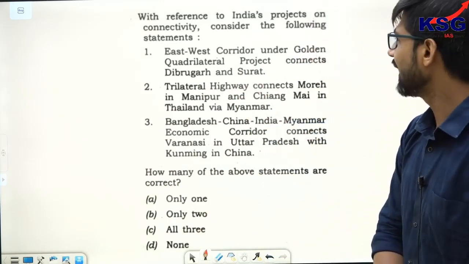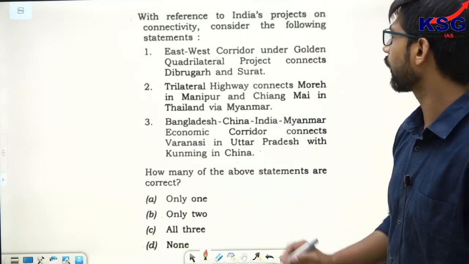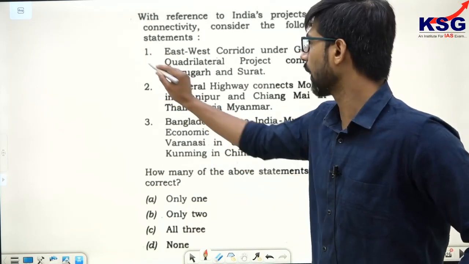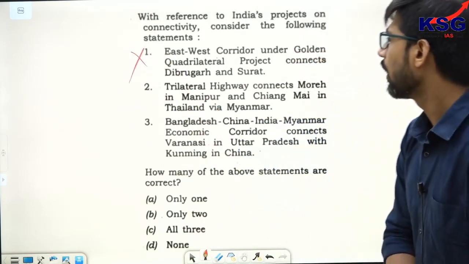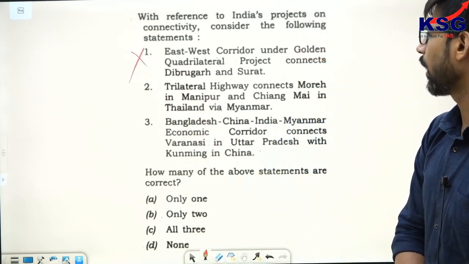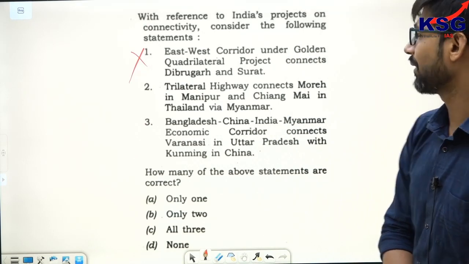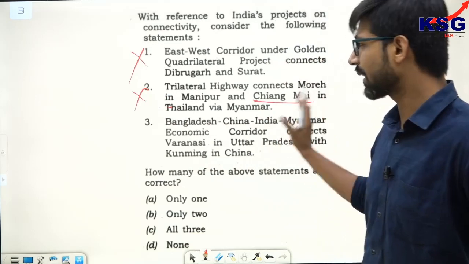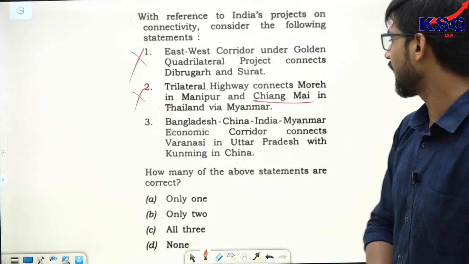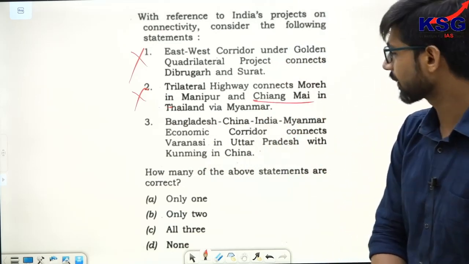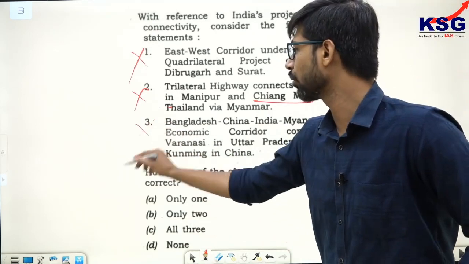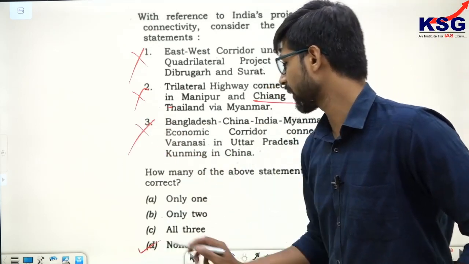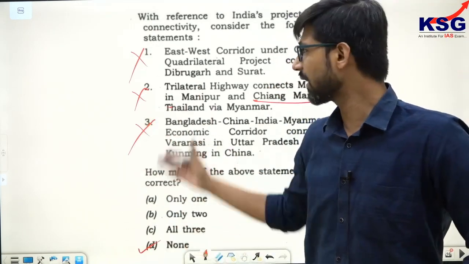First, the East-West corridor under the Golden Quadrilateral project connects Dibrugarh and Surat. This statement is wrong. Second, the India-Myanmar-Thailand Trilateral Highway connects Moreh in Manipur and Chiang Mai in Thailand via Myanmar. This is wrong only because of this, Chiang Mai. We'll discuss this later. Third, the Bangladesh, China, India, Myanmar economic corridor connects Varanasi in Uttar Pradesh with Kunming in China. This also is wrong. The correct answer to this particular question is D, that is none. None of these statements are correct.